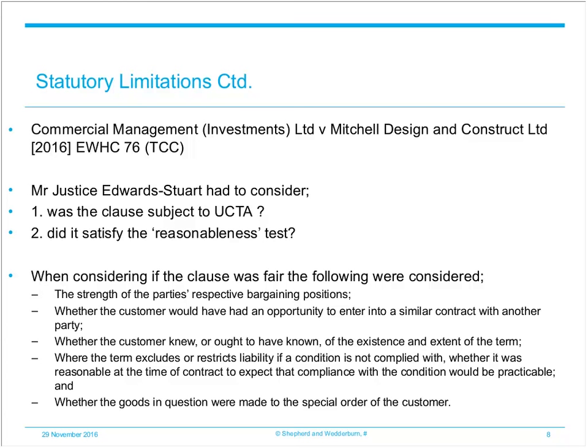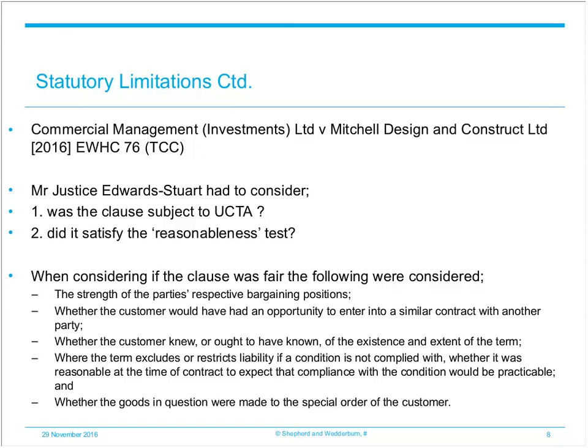When considering the second point of reasonableness, Justice Edward Stewart considered whether the clause was fair in terms of Schedule 2 of UCTA, reflecting on the following points. Firstly, the strength of the parties' respective bargaining positions. Secondly, whether the customer would have had an opportunity to enter into a similar contract with another party without having to accept a disputed term, or whether the customer received an inducement to accept a term. Thirdly, whether the customer knew or ought to have known of the existence and extent of the term.